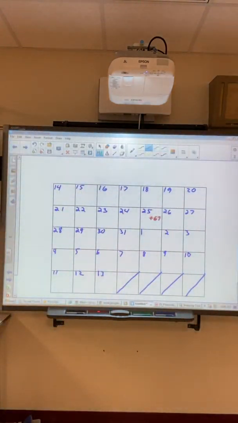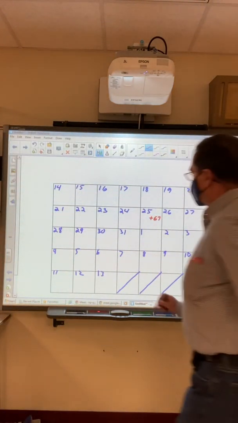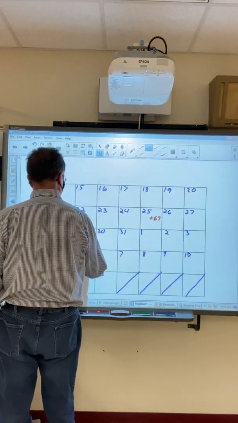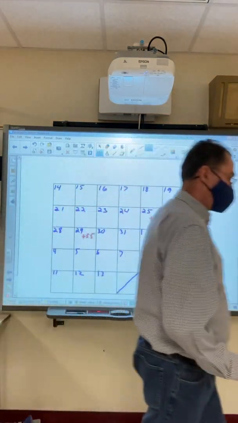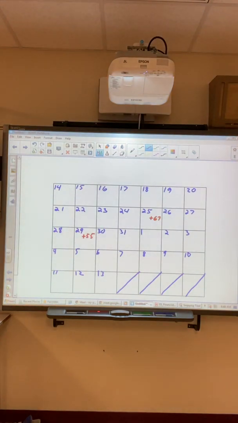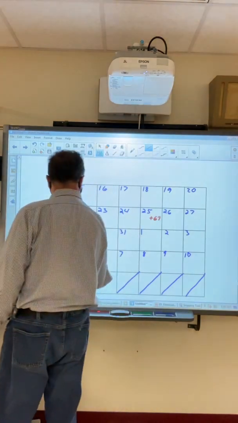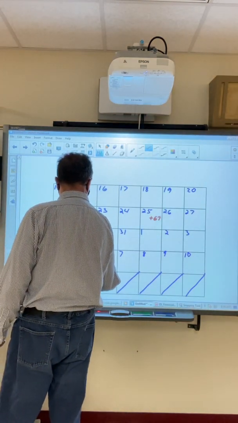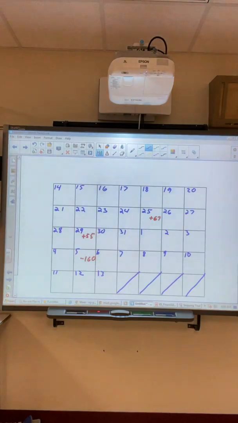October 29th for $55. Keep going. November 5th was a payment of $160. November 1st, you said? November 5th. Okay, it was a payment of 160. Keep going. That's it. Okay. So, really, the first transaction wasn't until the 25th.